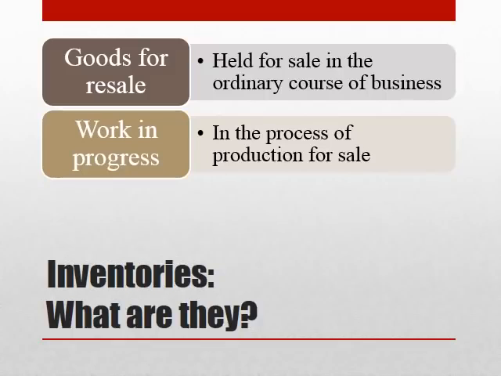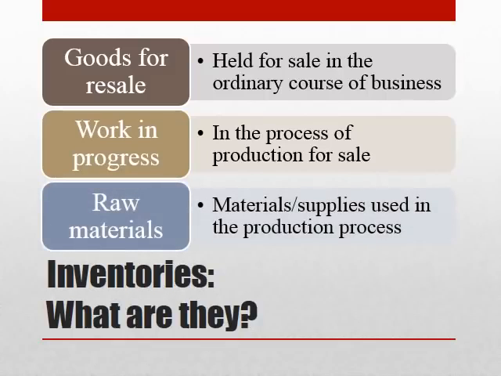The third type of inventory that we have are raw materials. These are the items that a company buys in order to be used in that production process.